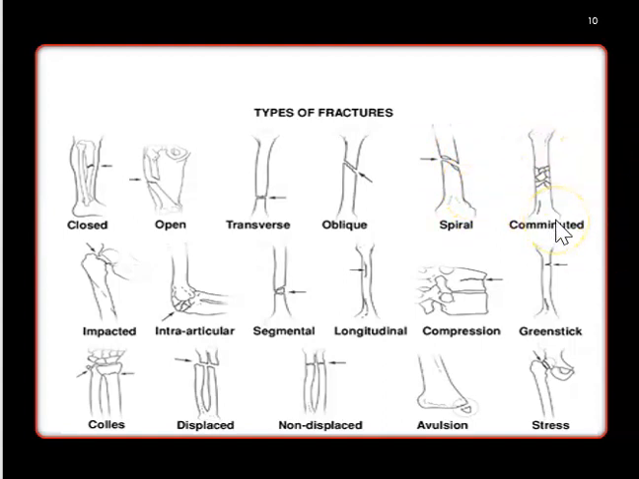Here we have a bone that breaks in many places. A compression fracture, that's going to be a bone that is crushed. This a lot of times will happen in the spine. You'll see a compression fracture.